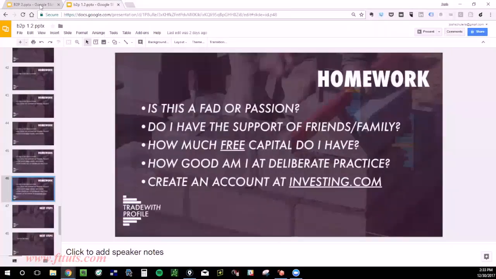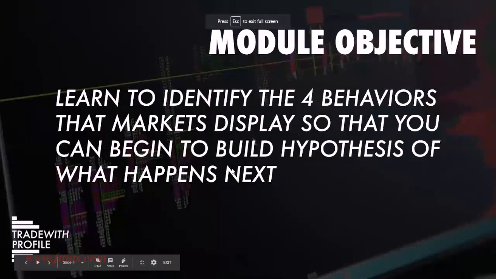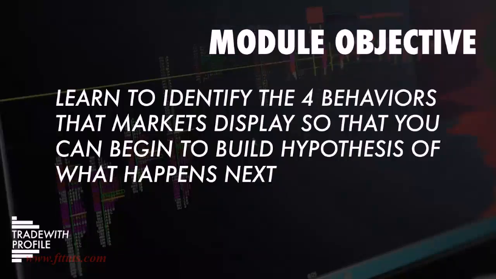Okay, so that was the homework for Module 1. Let's get back to Module 2 and rock and roll. Again, the objective here is to learn to identify the 4 behaviors that markets display so that you can begin to build a hypothesis of what happens next. Why a hypothesis of what happens next?